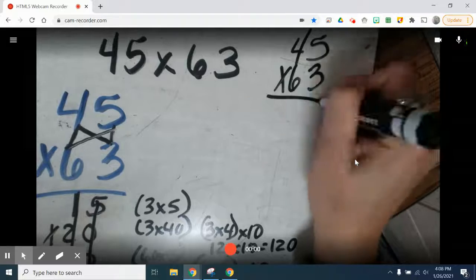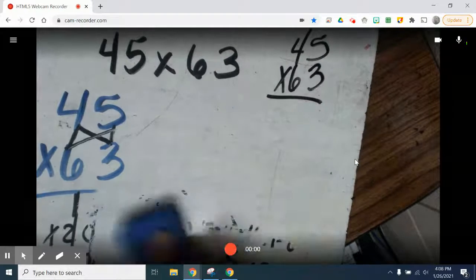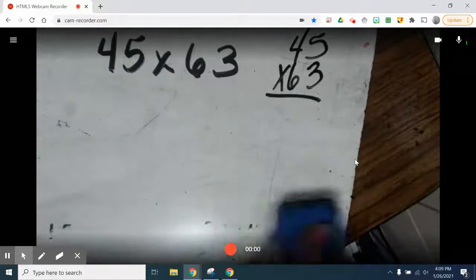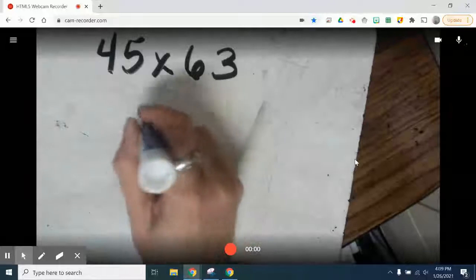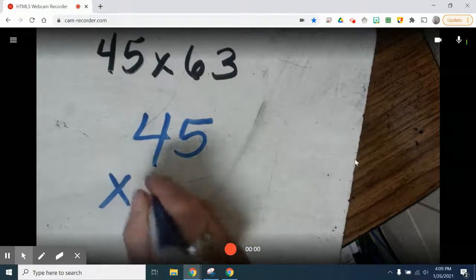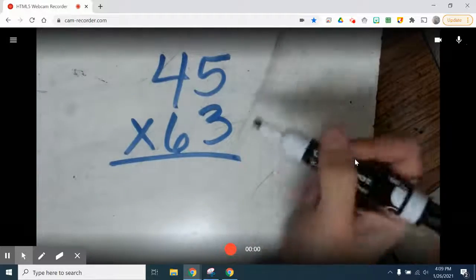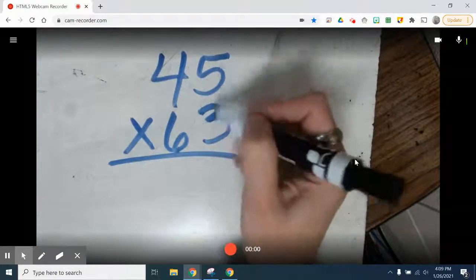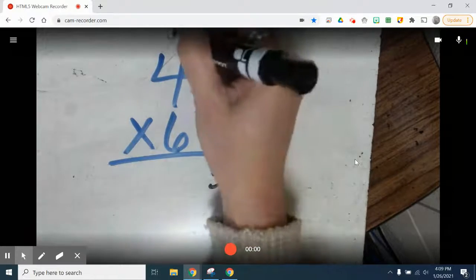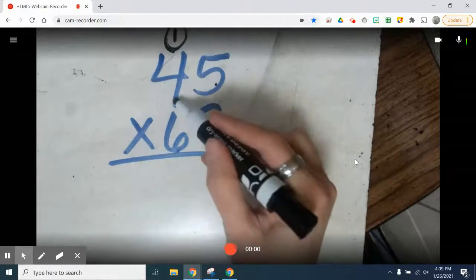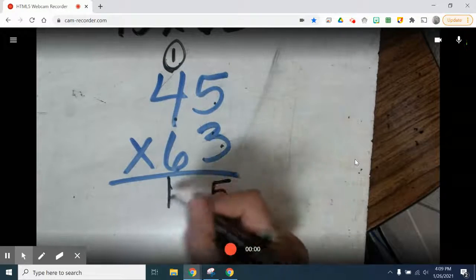If you want to attempt standard algorithm, if you're ready for that, or if you get there and you're curious about it: 45 times 63. Again, ones place times the ones place. 3 times 5 is 15. Carry the 1. 3 times 4 is 12, plus 1 more is 13.